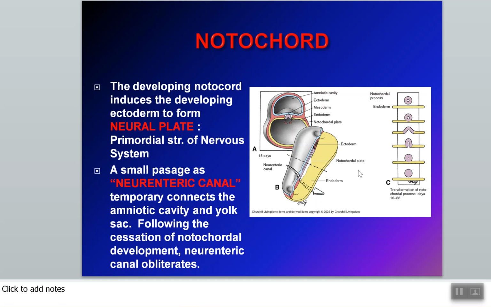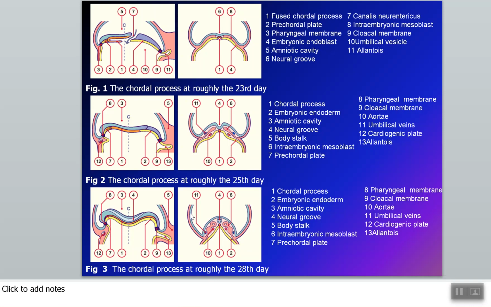During the formation of the notochord, a temporary small canal, named the neuroenteric canal, shown here by the arrow, connects the amniotic cavity and yolk sac. Following the cessation of notochord development, the neuroenteric canal is obliterated. If you want to learn more about notochord formation, you can see these pictures in detail and study by yourselves.